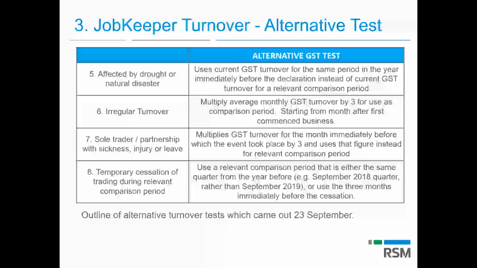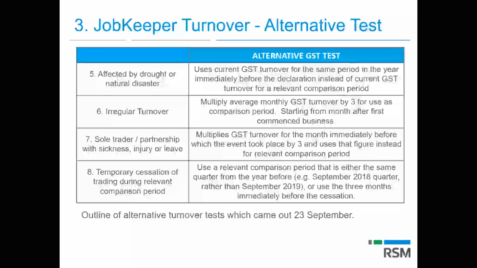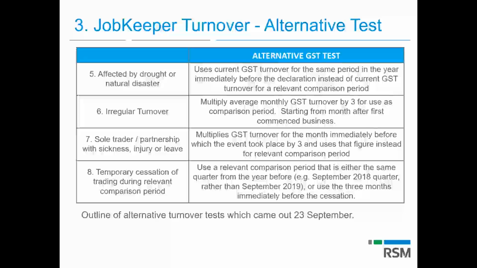And the final alternative test listed up there is the temporary cessation test. This test is new to JobKeeper 2 and it provides relief for businesses which may have, for various reasons, stopped trading in the comparison period in 2019. This test was announced and enacted after the initial JobKeeper 2 package was released, and qualification for this test relies on meeting 4 criteria. The first is that the entity's business has temporarily ceased trading due to an event or circumstance outside the ordinary course of the entity's business.